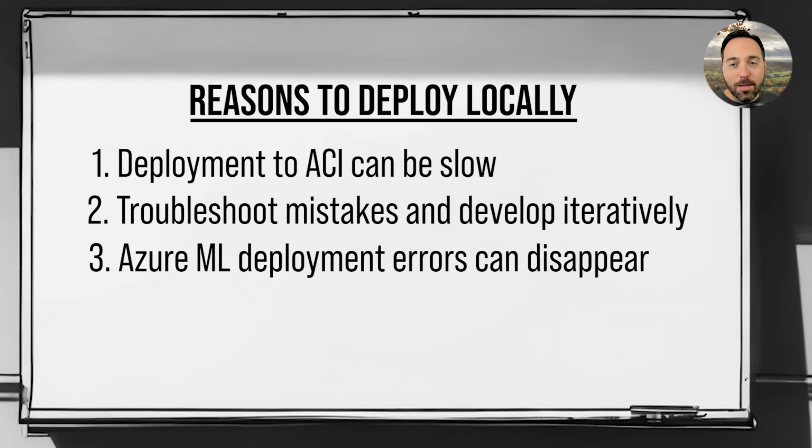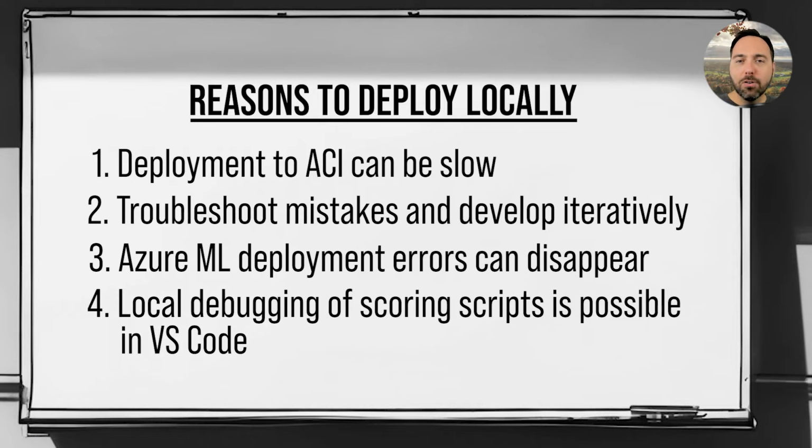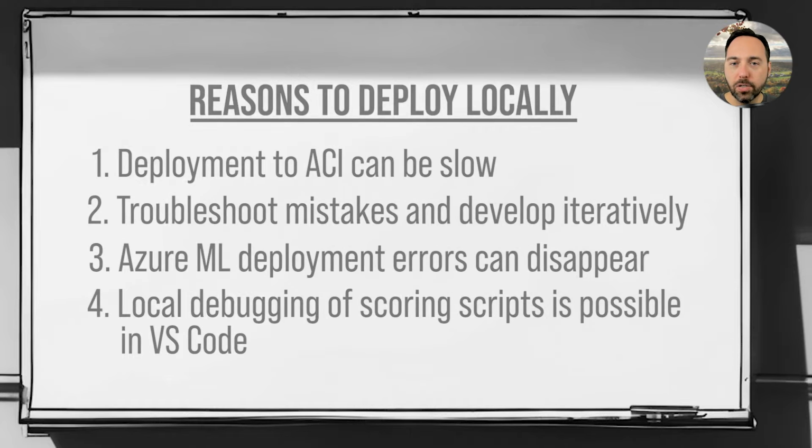The solution? Deploy it locally, see what the error is, because then you'll be able to collect all of the error messages and logs. You can also debug your scoring script against local deployments using Visual Studio Code. It's not something I really do very often, and it is currently in public preview rather than GA, but it can be helpful if you have a complicated scoring script.